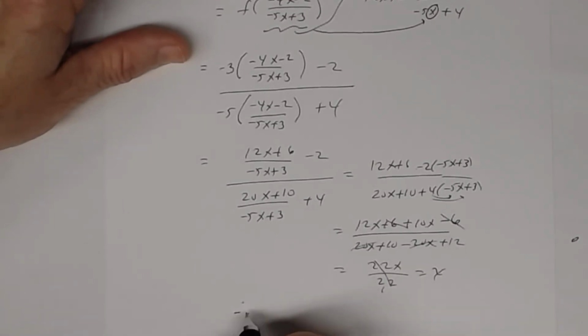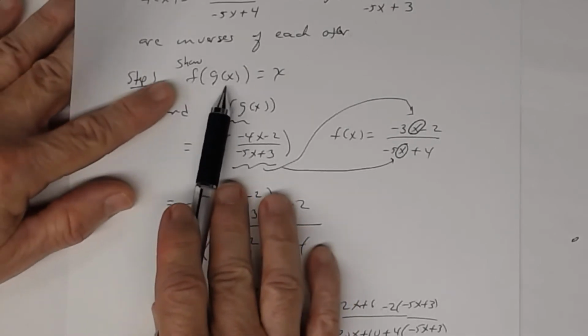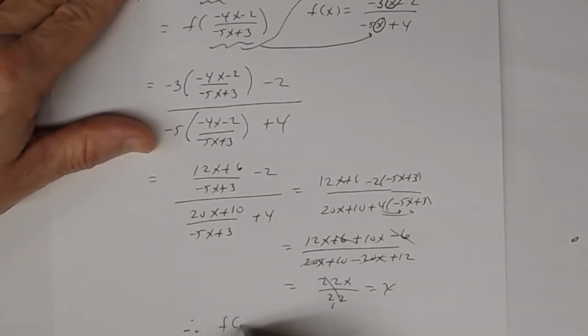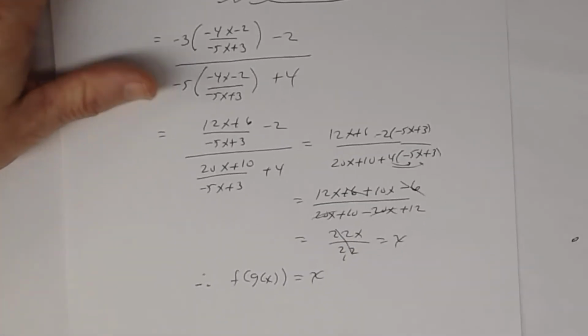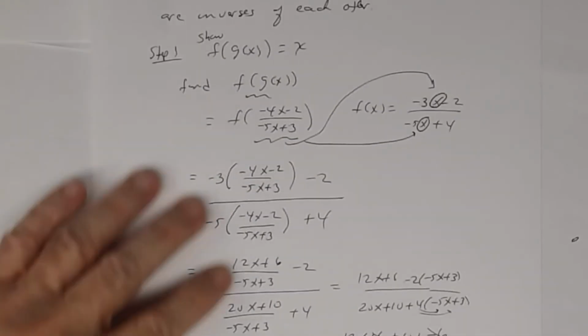So therefore, a lot of work, I know, f of g of x is equal to x. All right. Now, you're going to have to do that for the other one as well. So look at all the work you had to do.